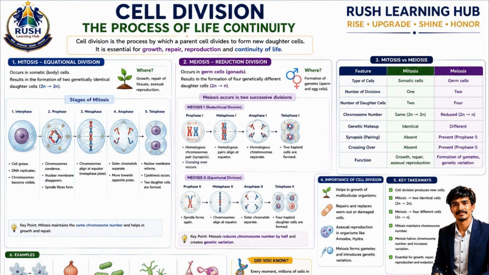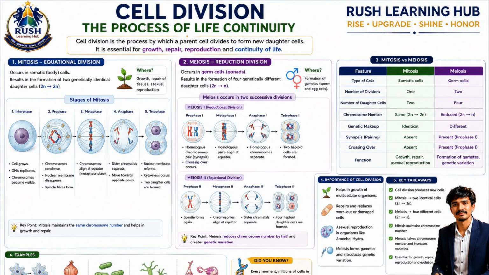Meiosis is extremely important because it ensures that the chromosome number remains constant from one generation to the next. If meiosis did not occur, the chromosome number would double in every generation. An important event during meiosis is crossing over. During crossing over, homologous chromosomes exchange genetic material. This results in genetic variation among offspring. Because of genetic variation, no two individuals are exactly alike except identical twins.